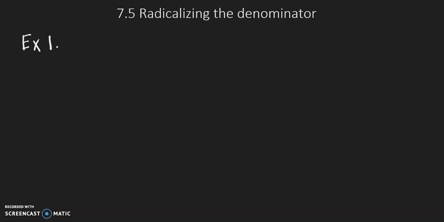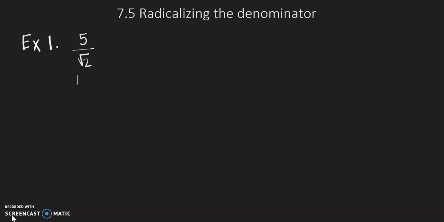In this example, I'm going to show you how to rationalize the denominator, and we're just going to be very simple. I'm going to have two examples. So the first one will have 5 over the square root of 2. Rationalizing the denominator means that we don't want any radicals in our denominator.